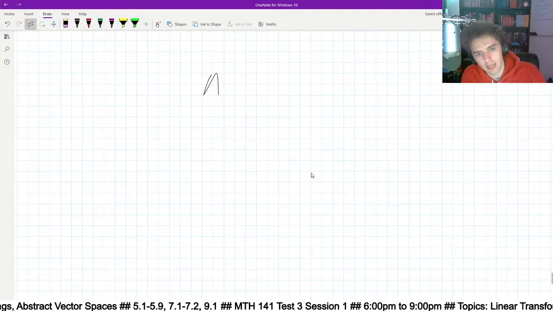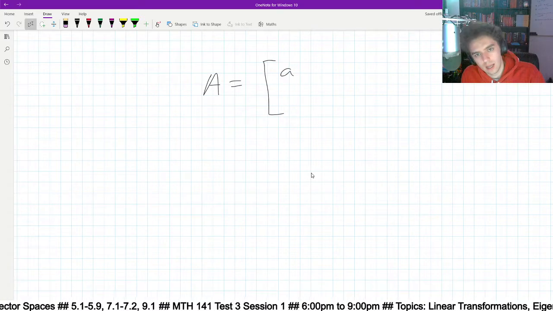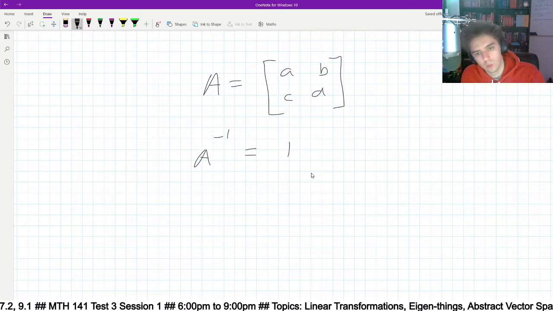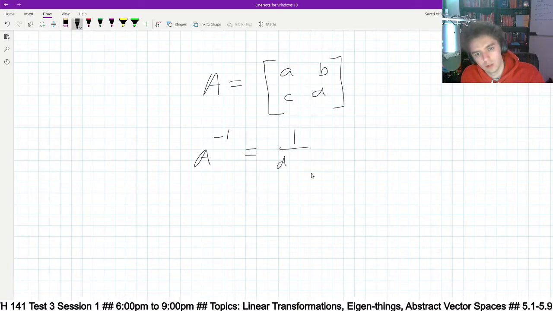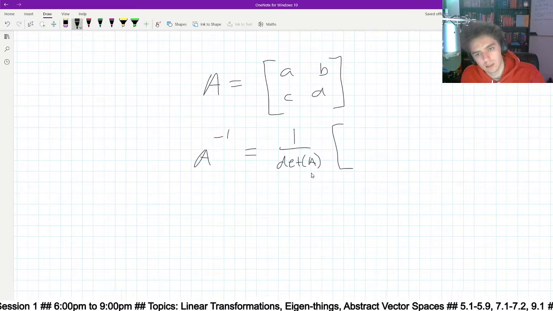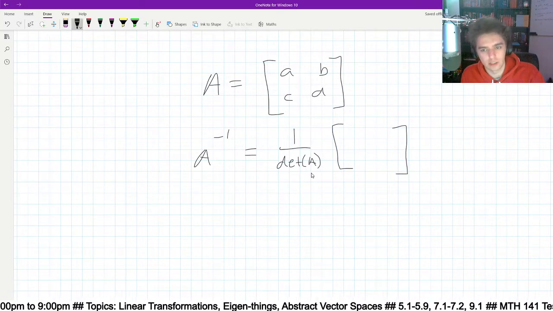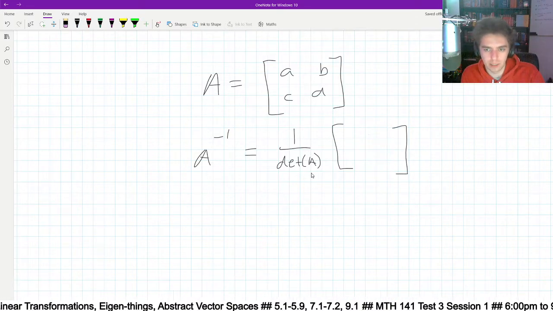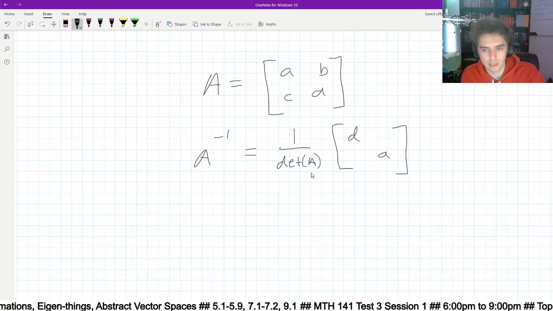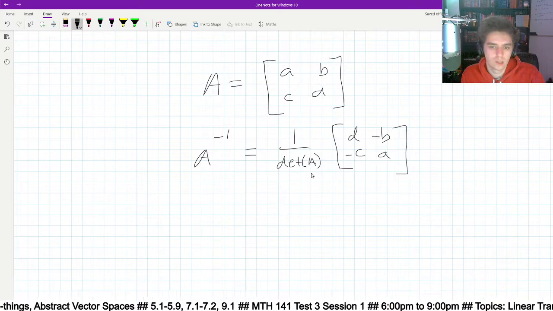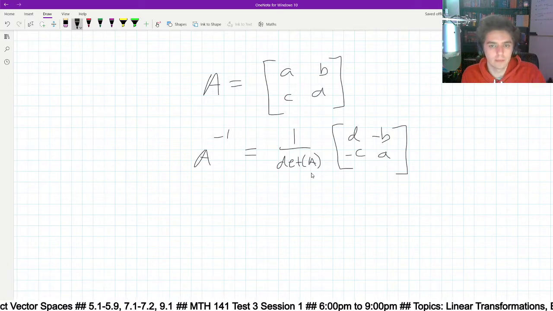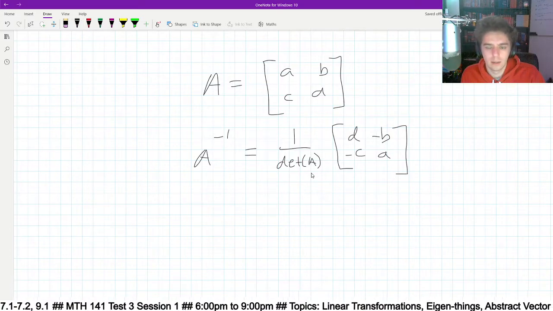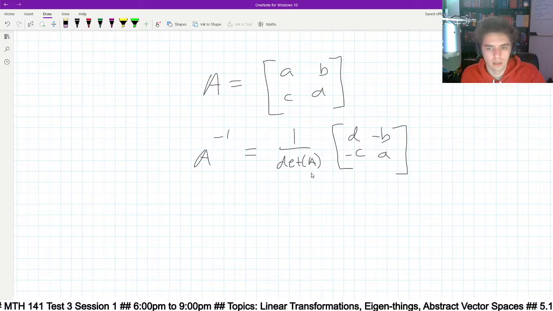So the formula is that if A is equal to A, B, C, D, then A inverse is equal to 1 over the determinant of A times the adjugate of A, which is actually for any matrix. You can just say the adjugate of A, right? But in the specific case of 2x2 matrices, you can just remember it. So it's the A and the D switch places, and the B and the C go negative. Right. All right, thanks. This is more complicated for 3x3 and higher dimension matrices, but for 2x2, you can just remember this formula, and it works.